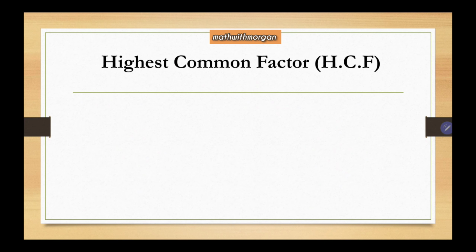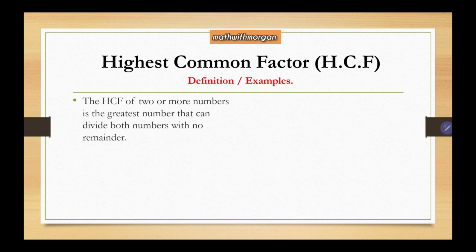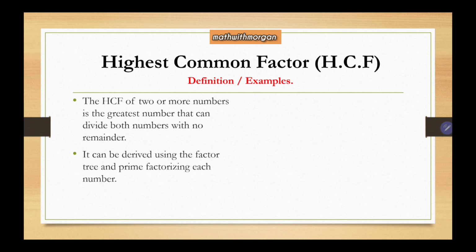Okay then, let's take a look at highest common factor and how we can use our knowledge of prime factorization to get highest common factor. The highest common factor of two or more numbers is the greatest number that can divide both numbers with no remainder. It can be derived by using the factor tree and prime factorizing each number.